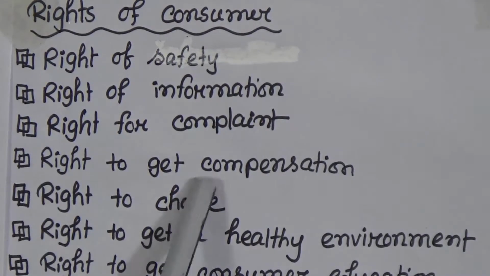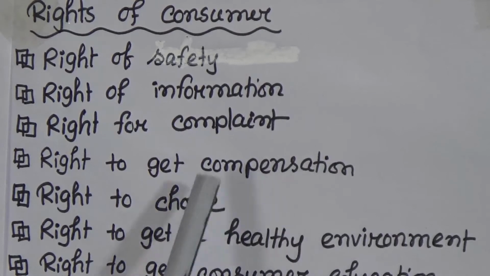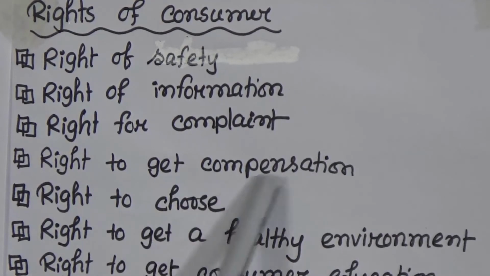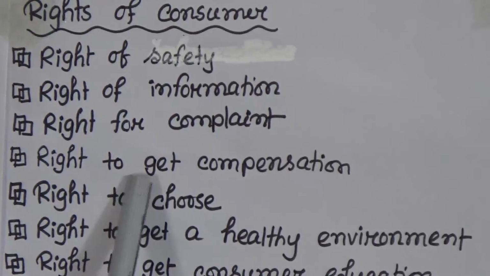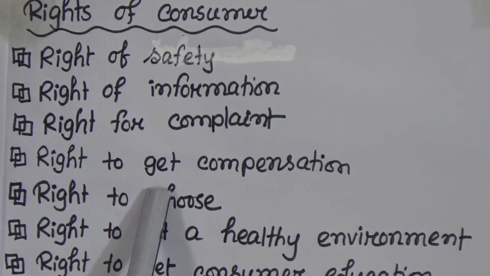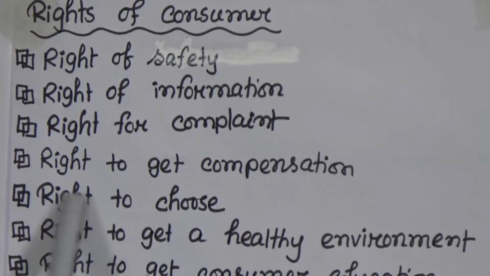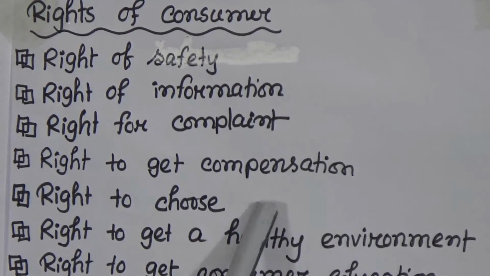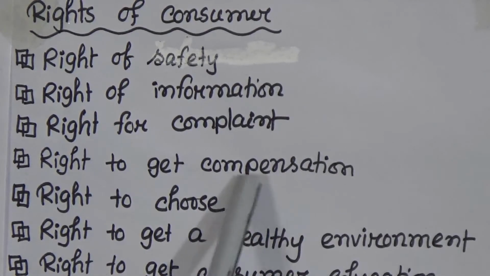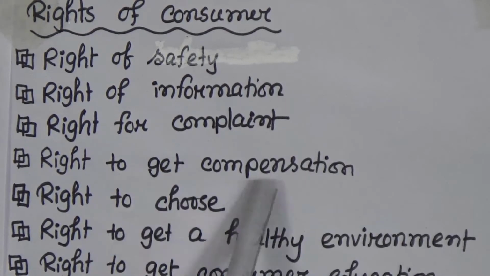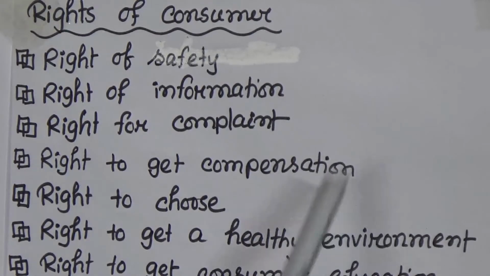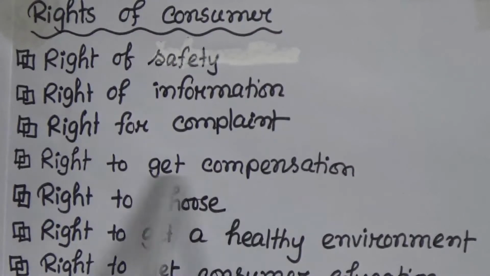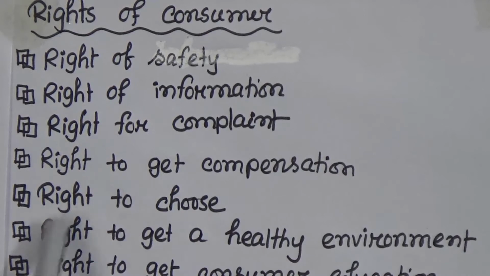Now the next right is the right to get compensation. That means if any product is defective or has any fault, then the consumer has the right to get compensation. That means the seller or the producer is bound to give another product in exchange for that product. So the consumer has the right to get compensation.